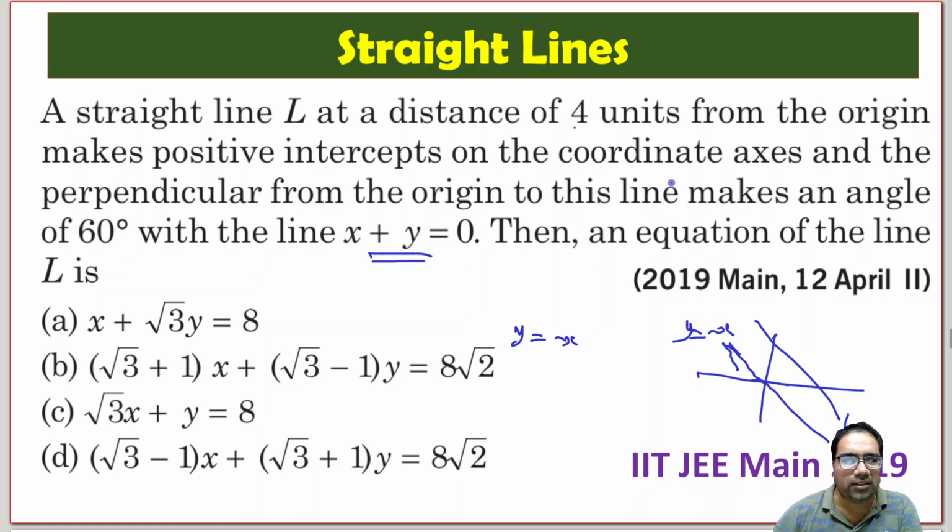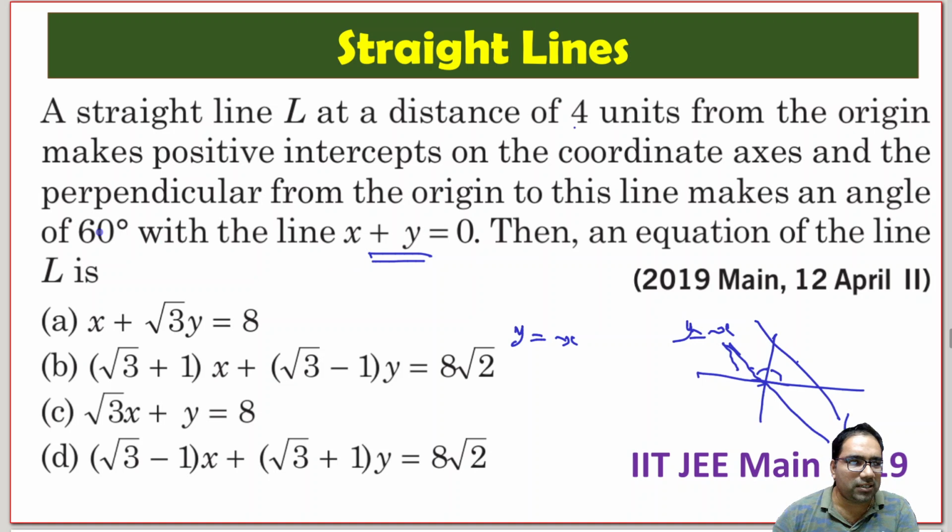Now, this line is a distance of 4 units from this origin, but at the same time, the perpendicular from the origin to this line is making an angle of 60 degrees with this line x plus y equals 0. So first of all, this line x plus y equals 0 is y equals minus x, so this angle is 45 degrees, this angle is 90 degrees, so in total it is 135 degrees, right? This line is actually a total of 135 degrees.